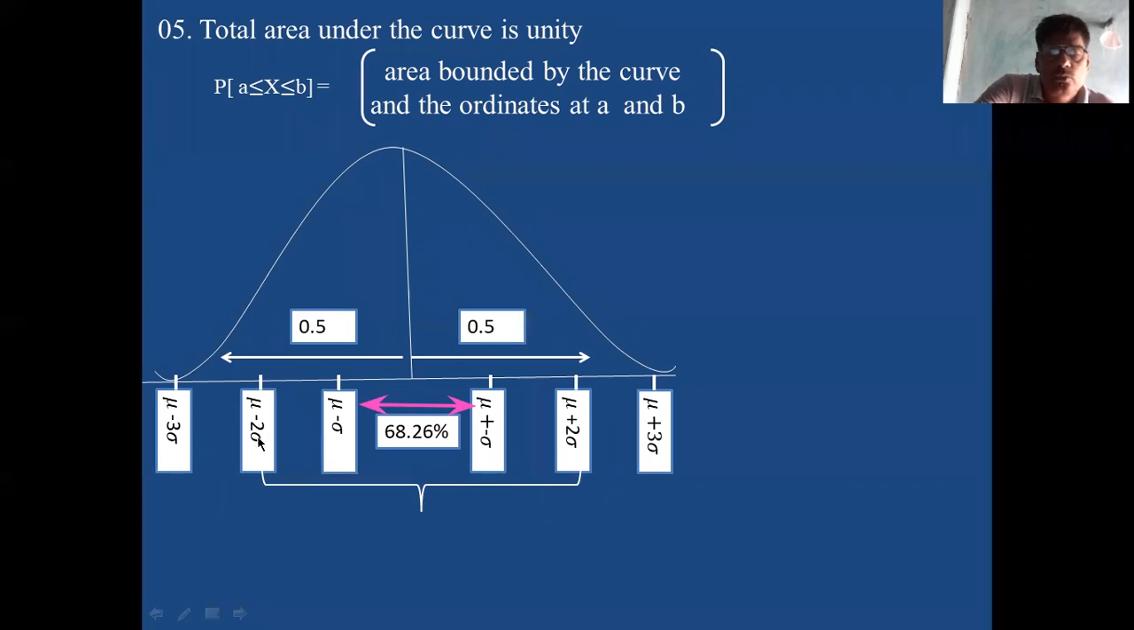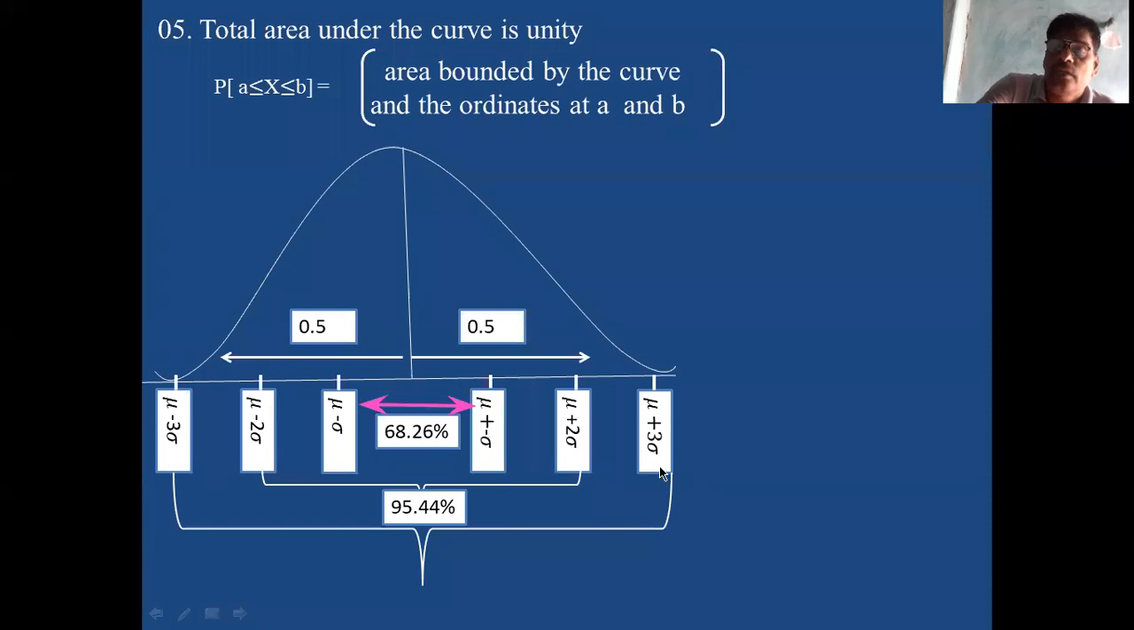Okay. Then you see here, mean minus 2 standard deviation to mean plus 2 standard deviation. The area from here to this, you see the curve, is 95.44%. It covers 95.44%. In unit, it is 0.9544. You remember.